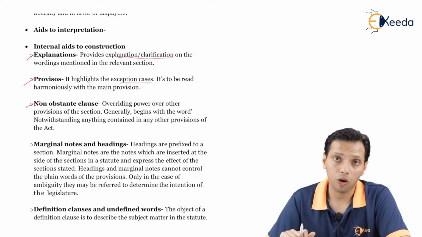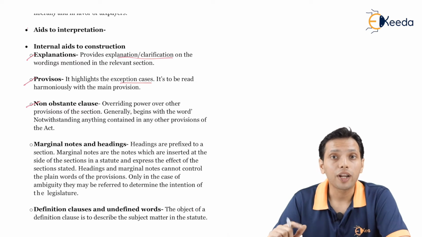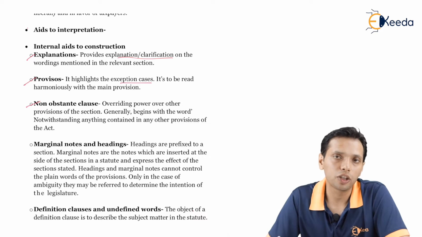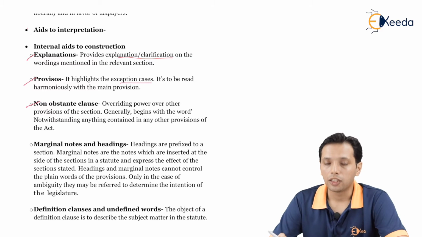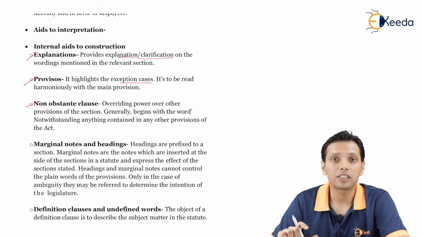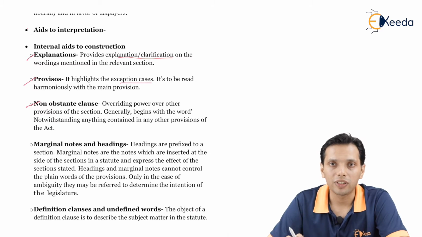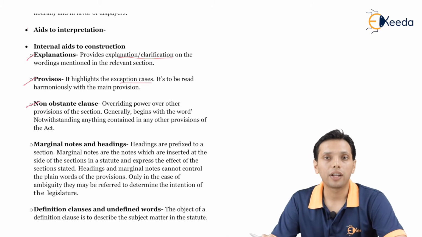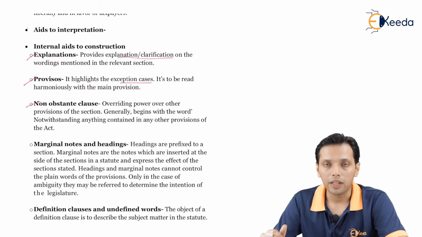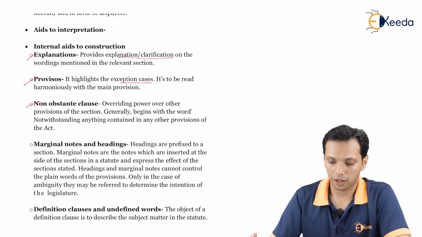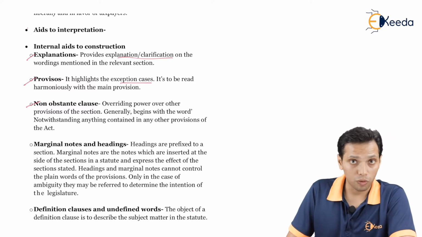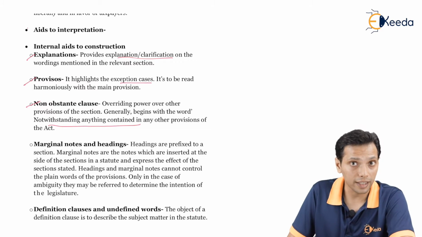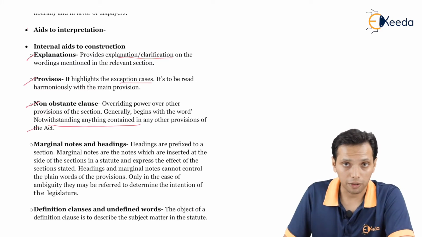Third is the non-obstante clause. It gives an overriding power to a particular provision vis-a-vis the other provisions of the act. The section will start with the wording "notwithstanding anything contained in other provisions of the act". By this wording, it will override the other provisions of the act.